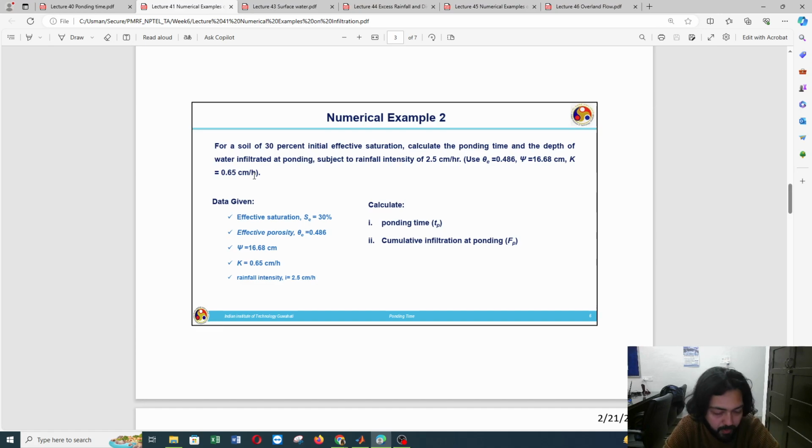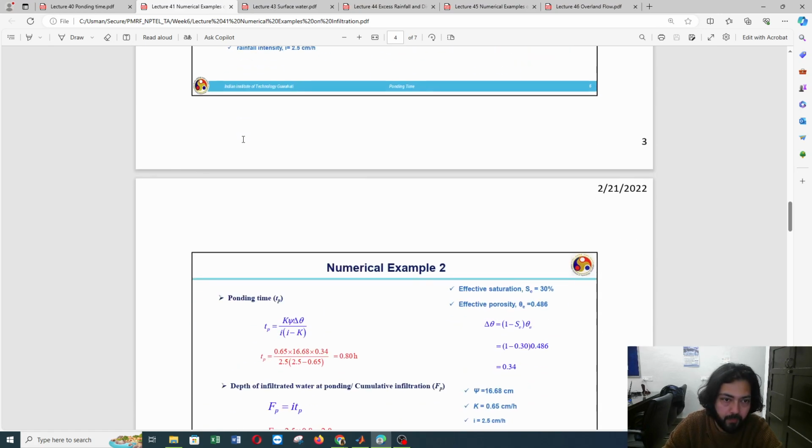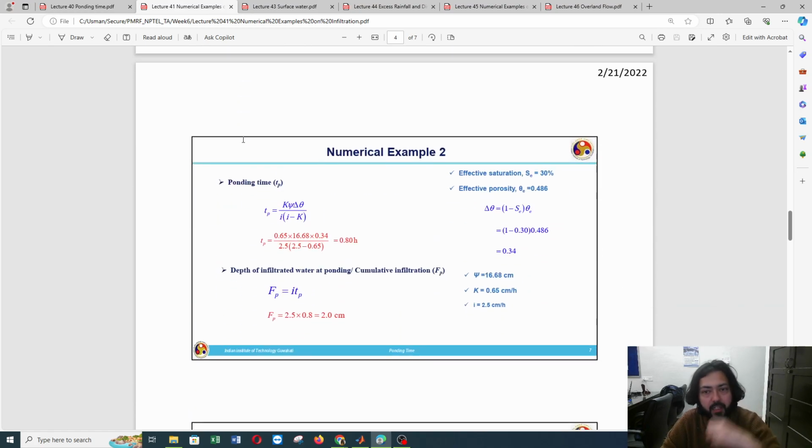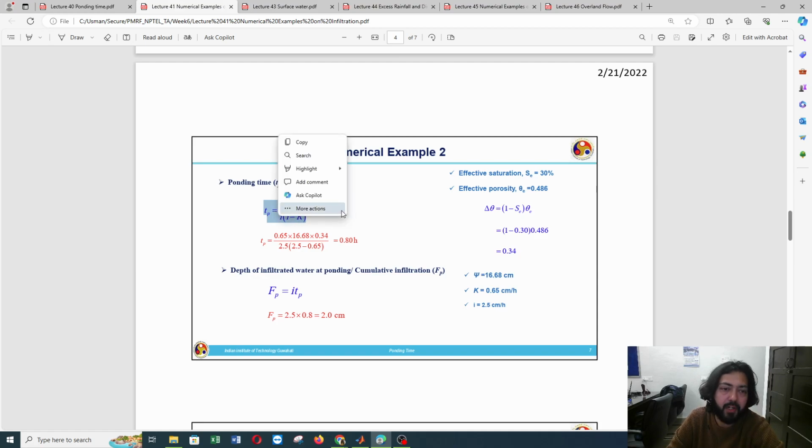Let us see how to do that. So the first thing that we need to do is remember the equation for time of ponding. We know the equation for time of ponding is Tp = K ψ Δθ / (I (I − K)). This is the equation which we have just derived to calculate ponding time.